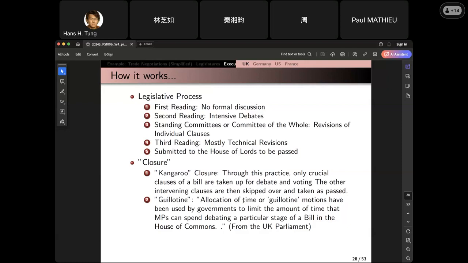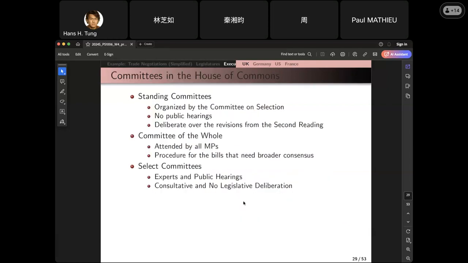On top of all these very basic rules, we also have to know a little bit about their committees. There are a couple of different types in the House of Commons. One is standing committees, which are organized by the Committee on Selection. Inside the standing committees, they don't hold public hearings at all. They basically deliberate over revisions from the second reading, okay?